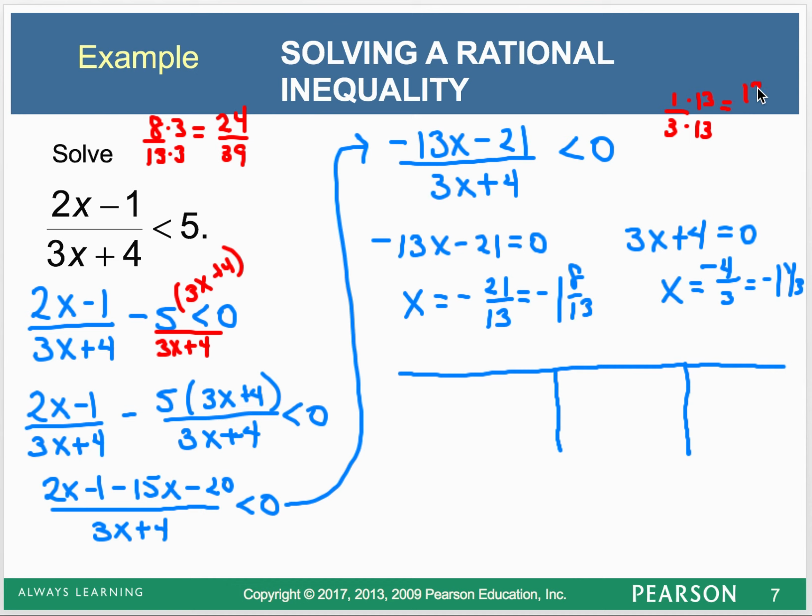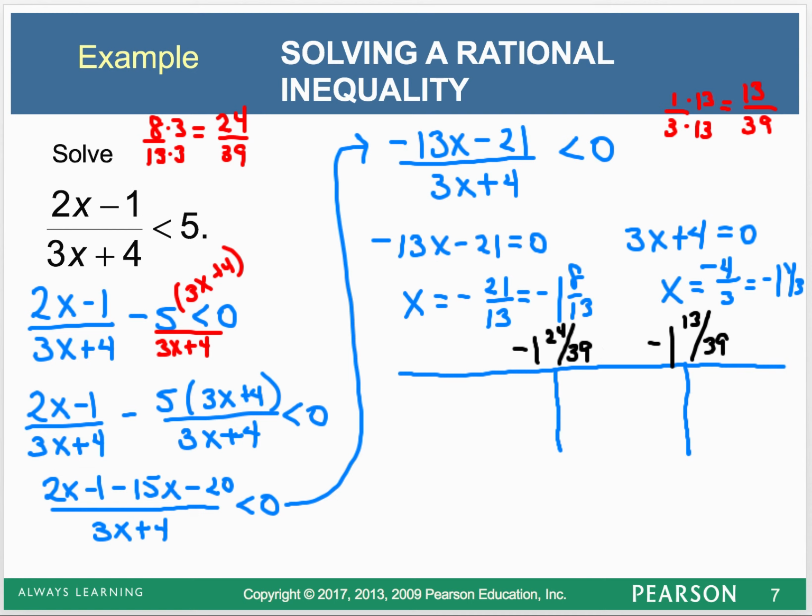So we have 13 over 39. Okay, so really, we can call this negative 1 and 24/39, and this is negative 1 and 13/39. So negative 1 and 24/39 is smaller than -1 and 13/39, right? Because it's more negative.